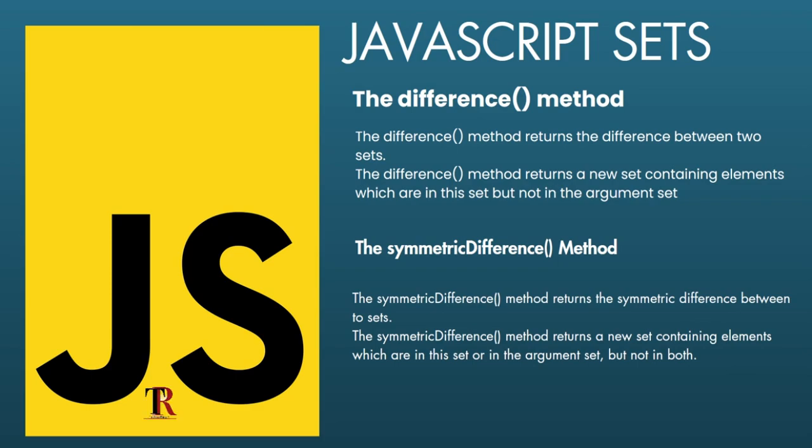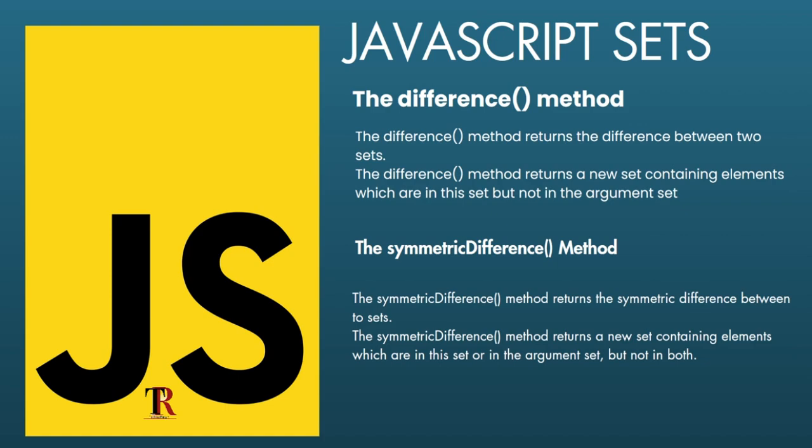So in the previous lesson, we talked about the union and the intersection method of working with sets in JavaScript, and with practical examples, we were able to see what a union set looks like and the intersection method of working with sets in JavaScript. Moving on from that, we will be considering two other methods in this very lesson. The first method is called the difference method, and the second method is called the symmetric difference method.